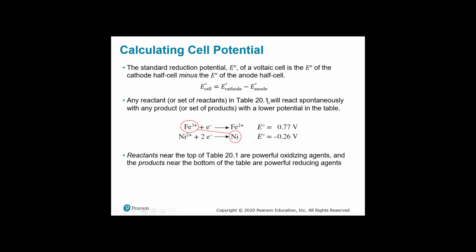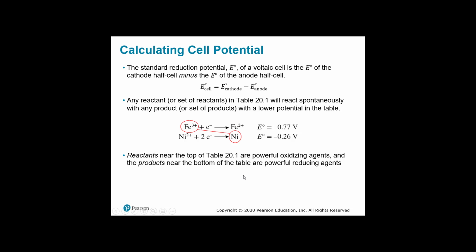Any reactant or set of reactants in the table will react spontaneously with any product with a lower potential. So this is all hierarchy, pretty much. Now if we look here, we have iron, and this goes from iron 3 to iron 2, so this is reduced down. And then we have nickel, that goes from 2+ with the 2 electrons to a solid nickel.